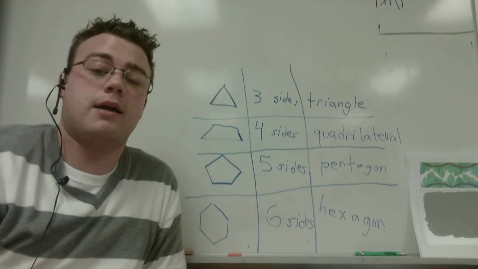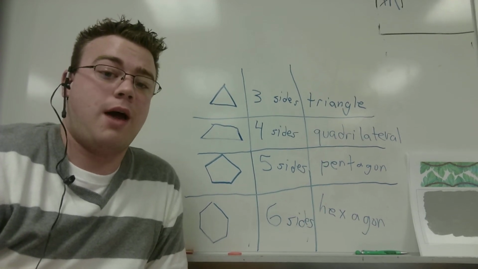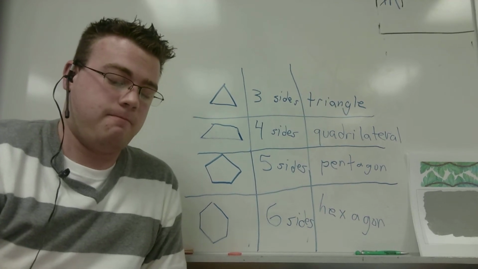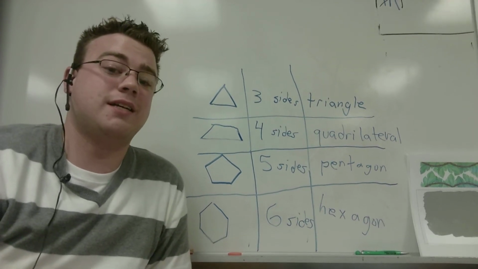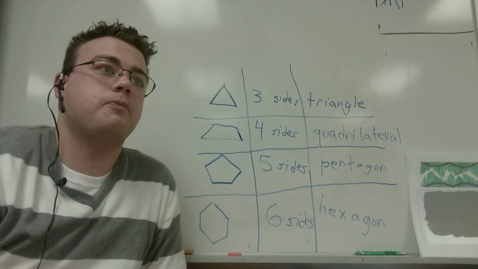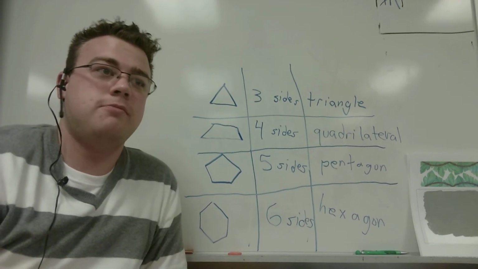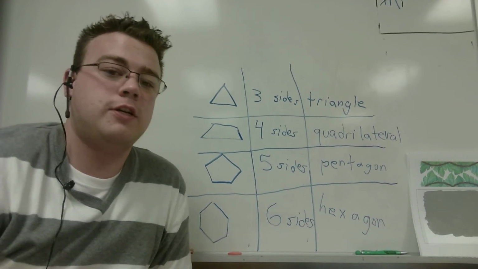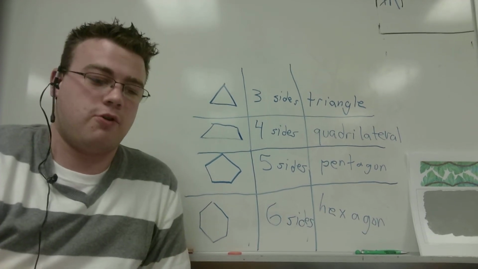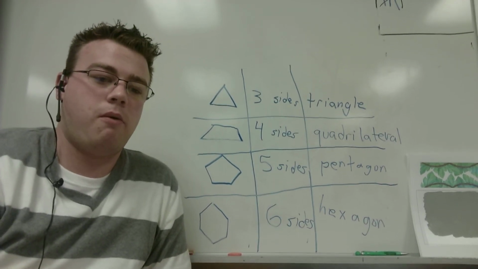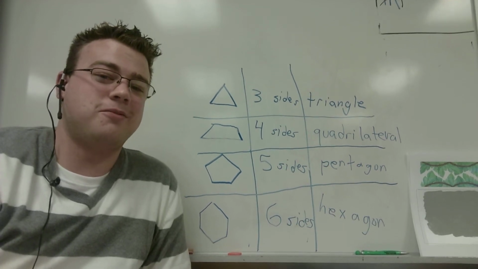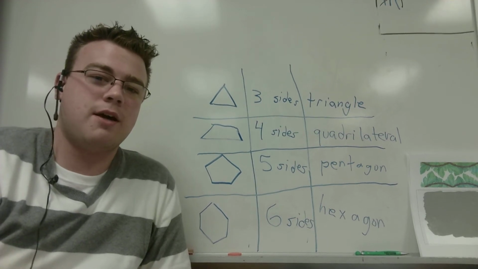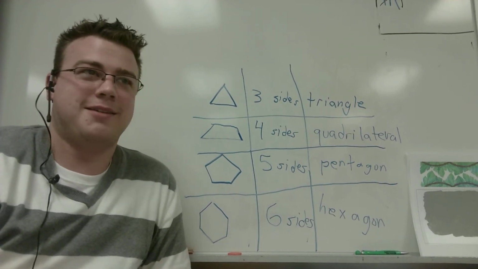I want to play a little game now. I'm going to yell out the sides, and I want you to yell out the shape or the polygon. 3 sides. That's right, triangle. 5 sides. Hey, good, pentagon. 4 sides. Oh, I'm sorry, it's a quadrilateral. If you got that right, you're probably thinking, what? I said quadrilateral. 6 sides. Good. Hexagon.